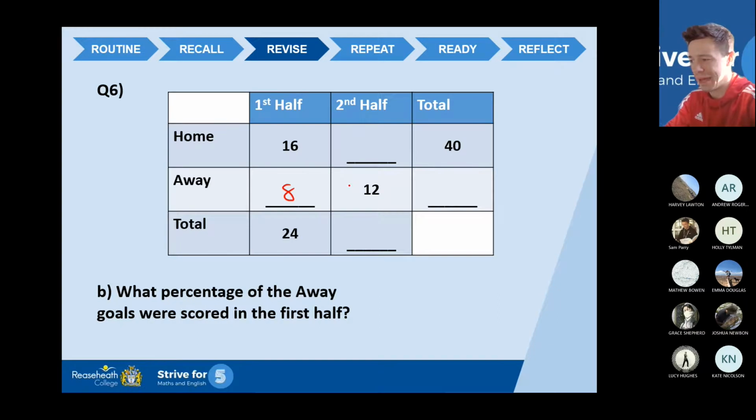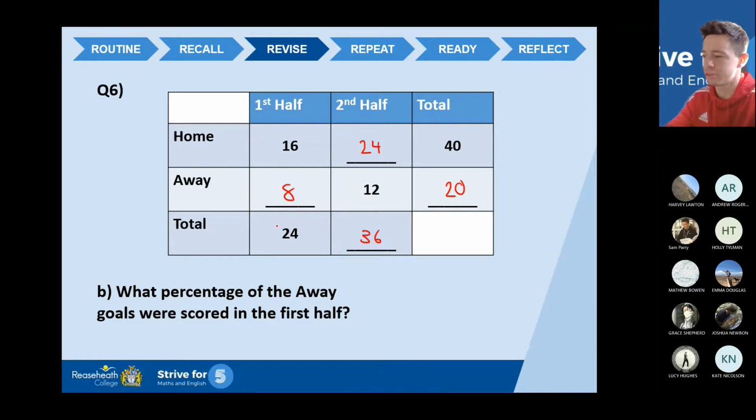Now, 8 add 12, that's a nice set of numbers I'm going to use. So 8 add 12 is 20. Okay? Now, what I'm going to do is use 16 and 40. So overall, or in total, 40 home goals were scored. 16 of them were in the first half. That means 24 were in the second half. And then we've got these 2 values here. 24 add 12 is 36.